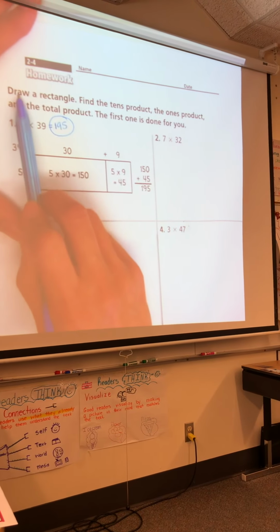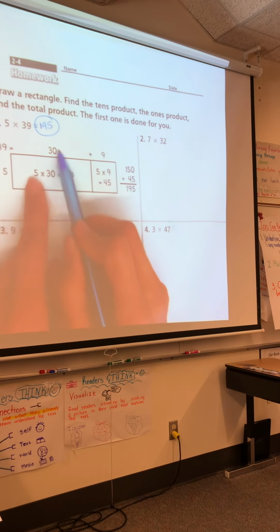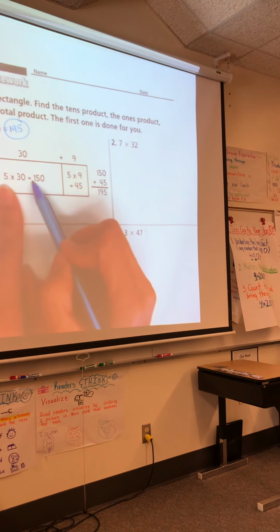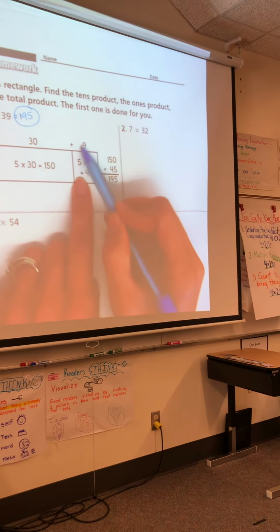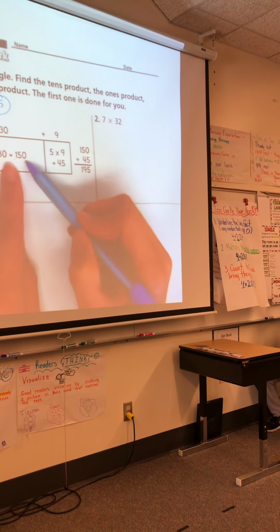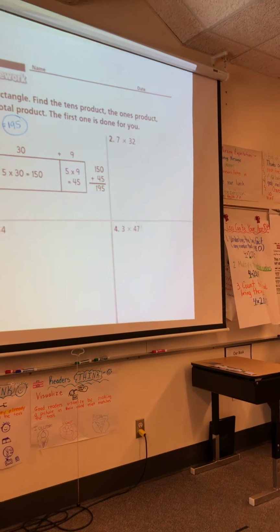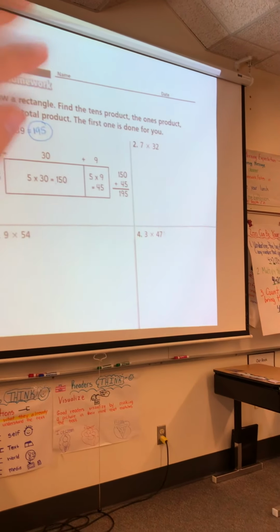It reminds me in the directions to draw a rectangle and find the tens product. Remember, that's the answer to the tens place of 39. The ones product, remember, that's the answer to the ones place of 39. And then the total product, where I add the tens place and the ones place together. This is called using the area method. Here's how I do it.